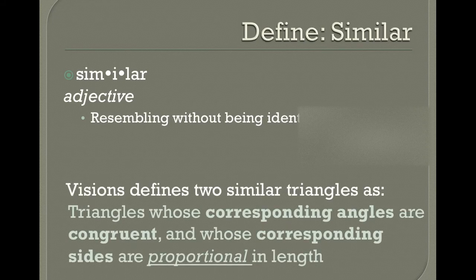Your revisions book defines two similar triangles as triangles whose corresponding angles are congruent and whose corresponding sides are proportional in length. So you need to understand the difference between congruent, and we're going to talk about what proportionality is. But two similar triangles are not entirely congruent, exactly the same.